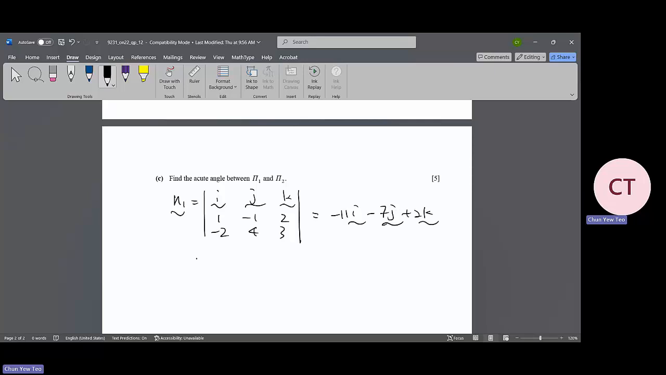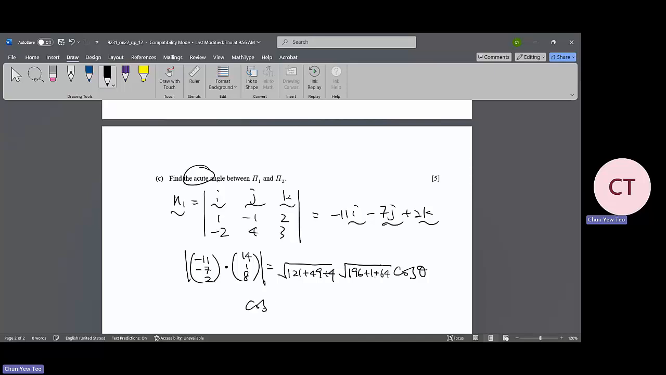Okay. So to find the acute angle between pi 1 and pi 2, we just take N1 dot N2 over magnitude of N1 times magnitude of N2, and then cos theta. So N1 is negative 11, negative 7, and 2. This will be 121 plus 49 plus 4. Your N2 just now was 14, 1 and 8. By the way, they mentioned acute angle, so we put modulus. So 14 squared, 196 plus 1 plus 64.